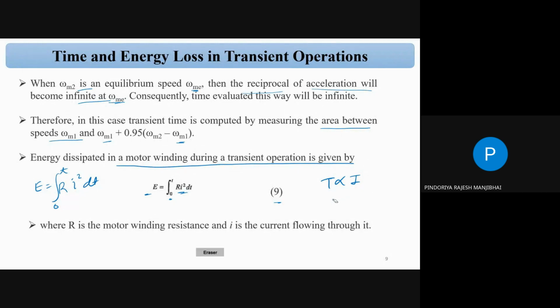And speed is directly proportional to the voltage. And whenever we say voltage, then we can say V equal to IR.